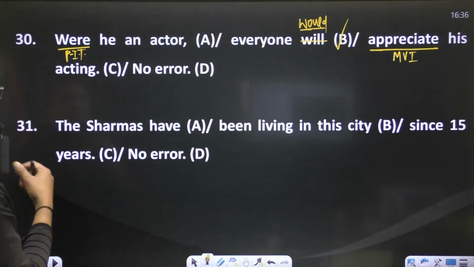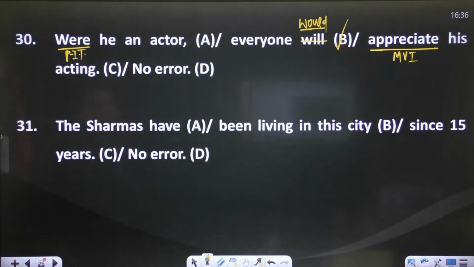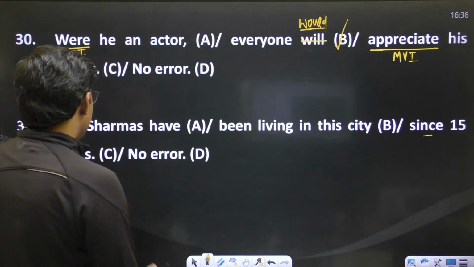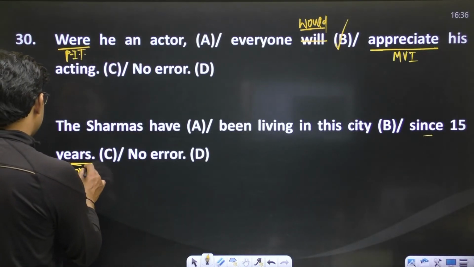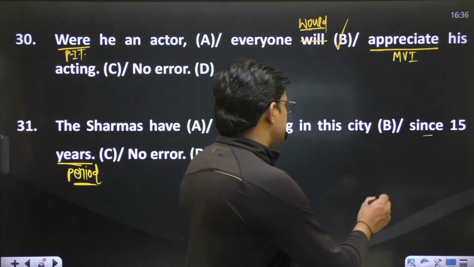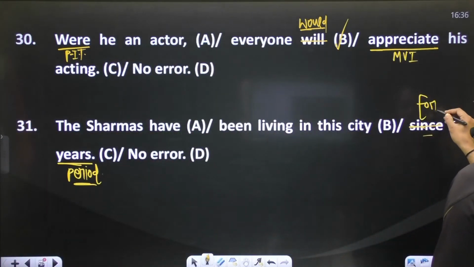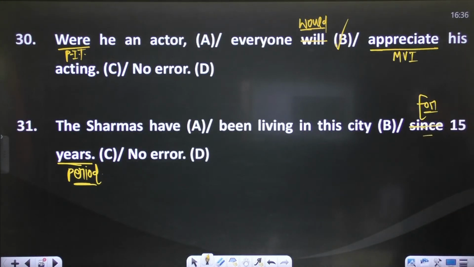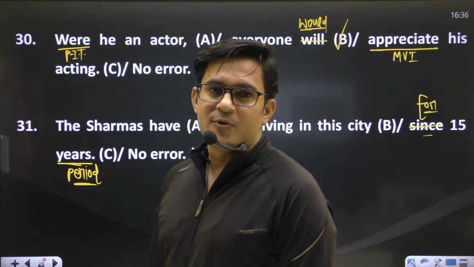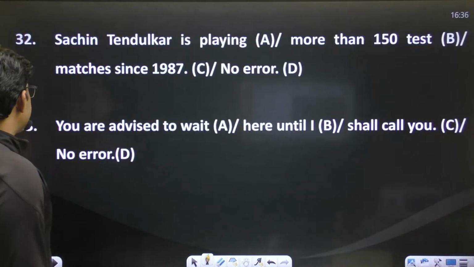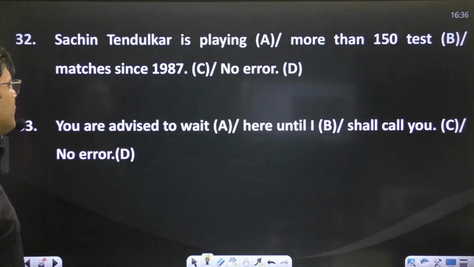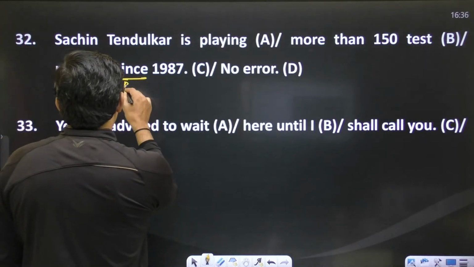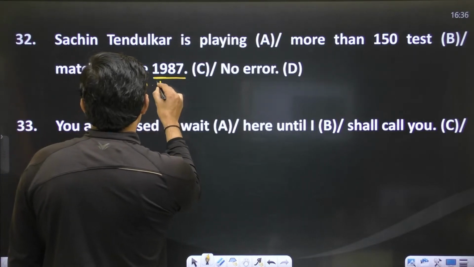Okay, next one is, the Sharmas have been living in this city since 15 years. You have a point of time, since 15 years. If you talk about this, 15 years is the period, and before the period we use a preposition, and that must be for. Sentence will be like, the Sharmas have been living in this city for 15 years. Okay, sentence will be fine. Now move to the next one. Sachin Tendulkar is playing more than 150 test matches since 1987. Okay, this is the preposition of point, and after that you have a time word, 1987.